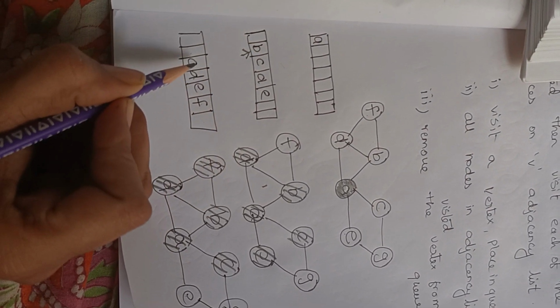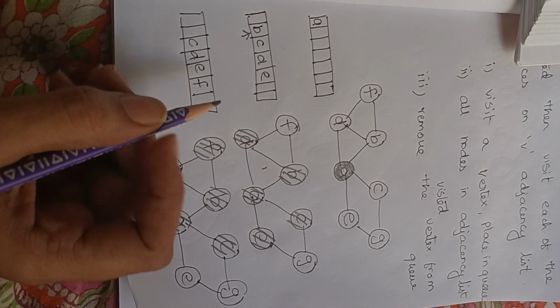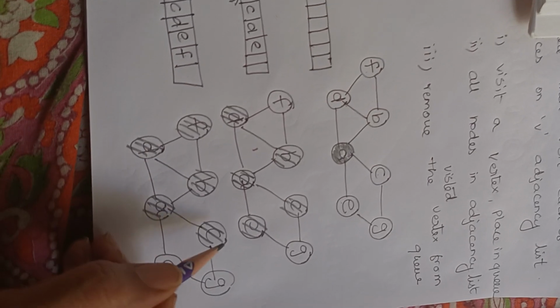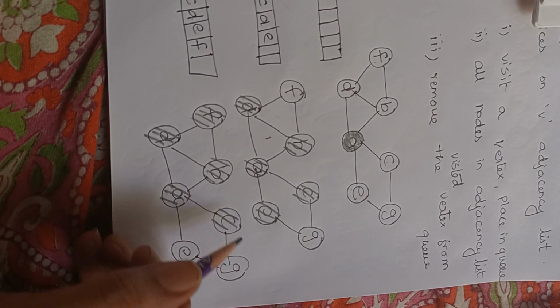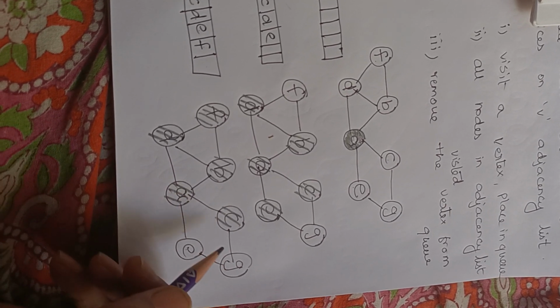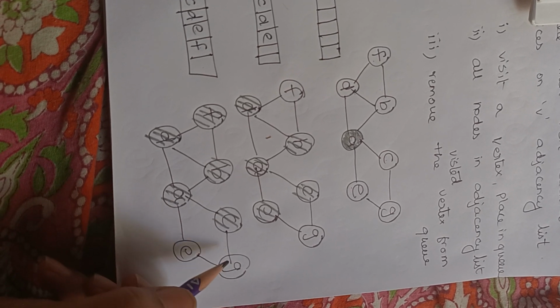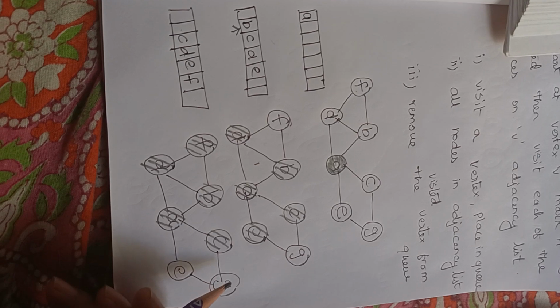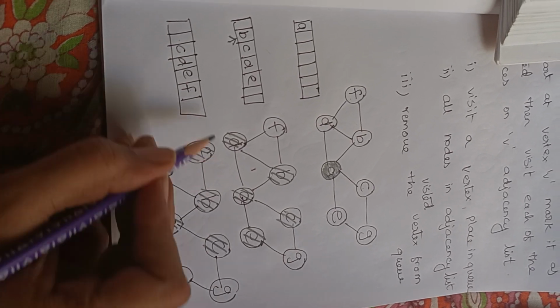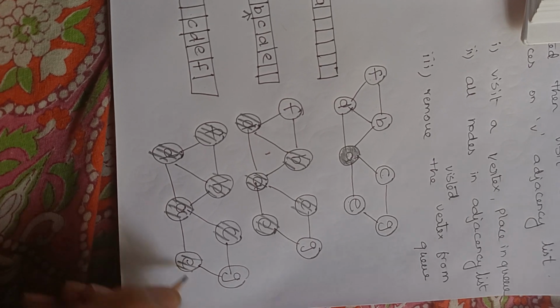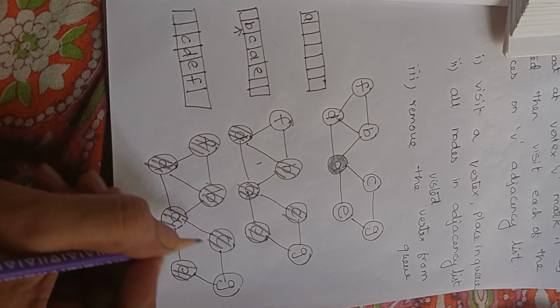We should go to C and check, is there any unvisited neighbor of C. For C, who all are neighbors? We have A, we have G, right? Only two neighbors. A is already visited. Who is the unvisited neighbor? It is G, right? What should we do now? We should add G to the queue and we should remove C.